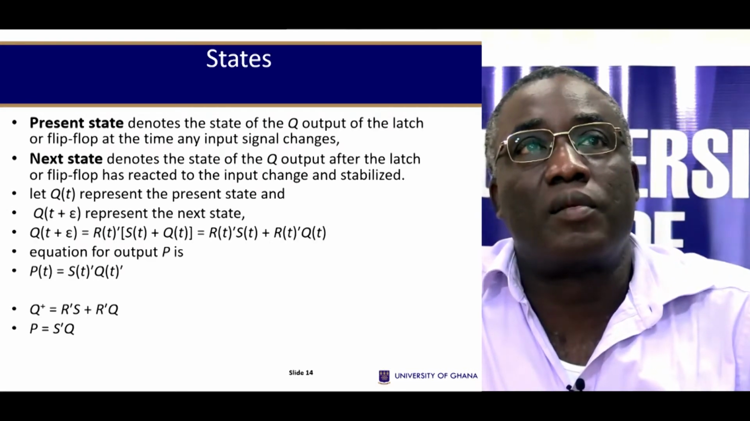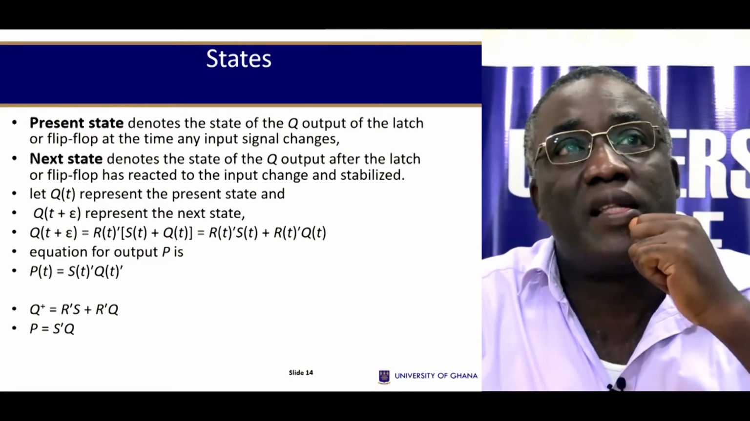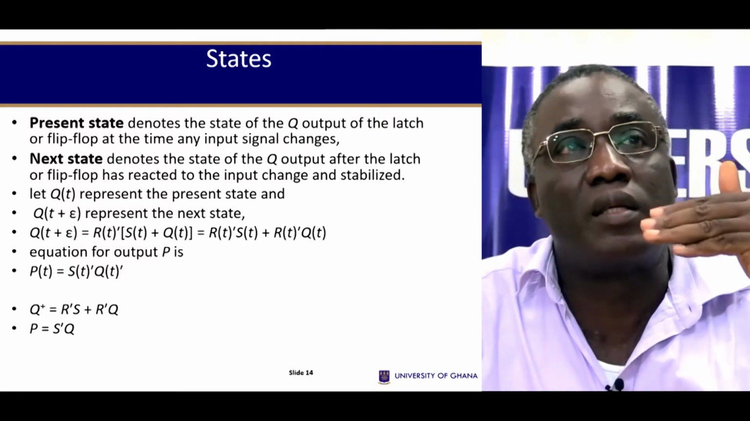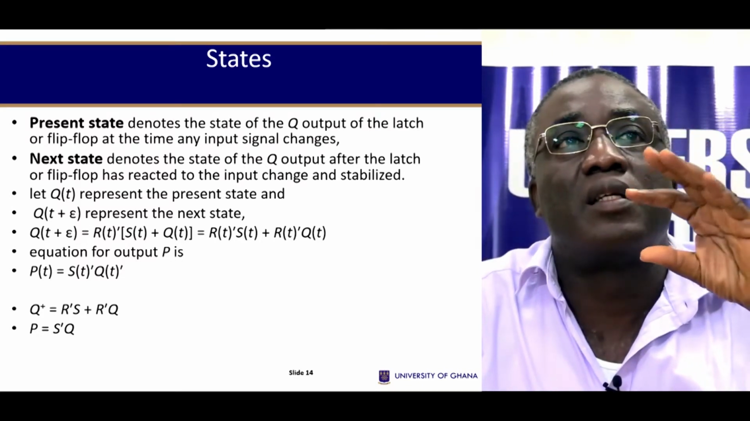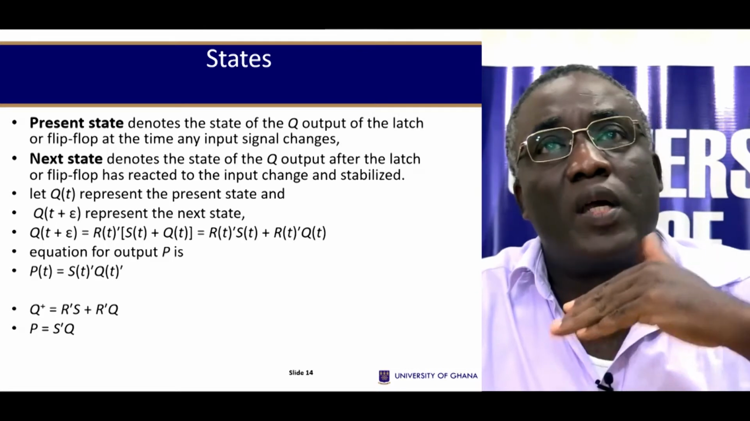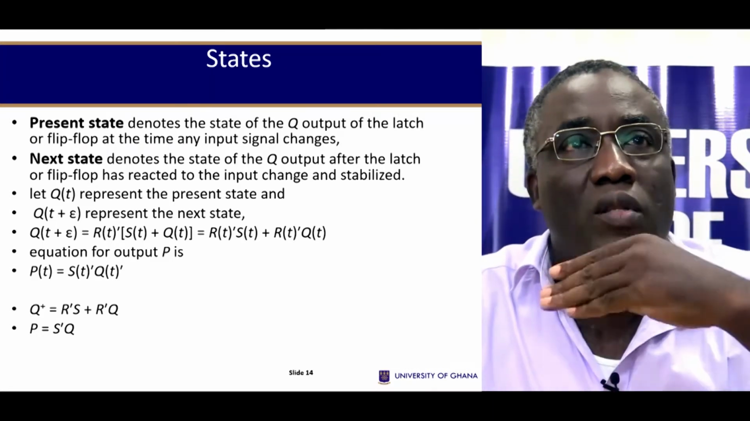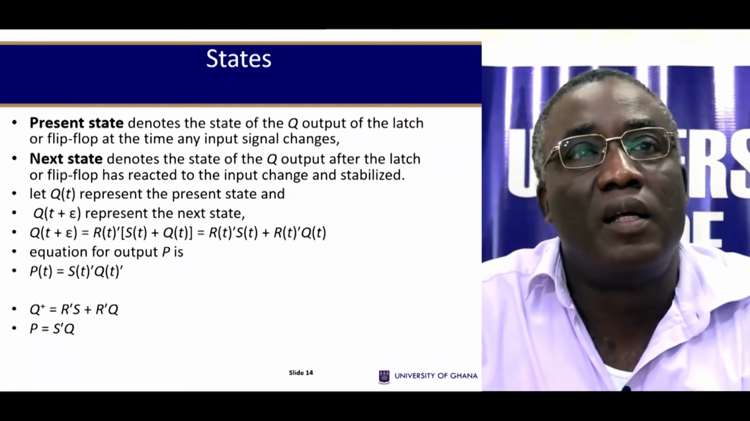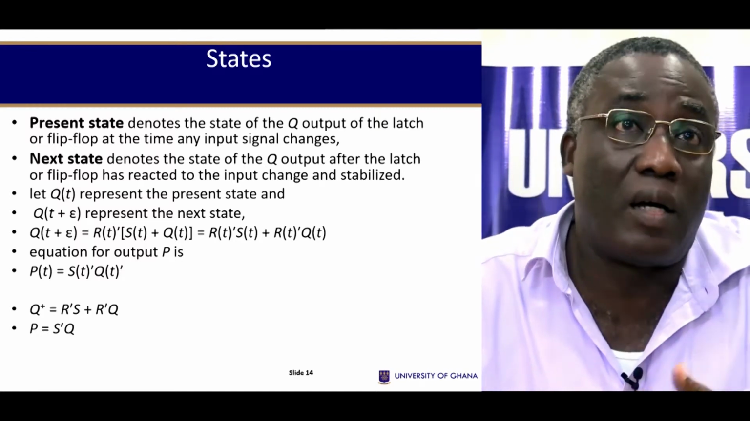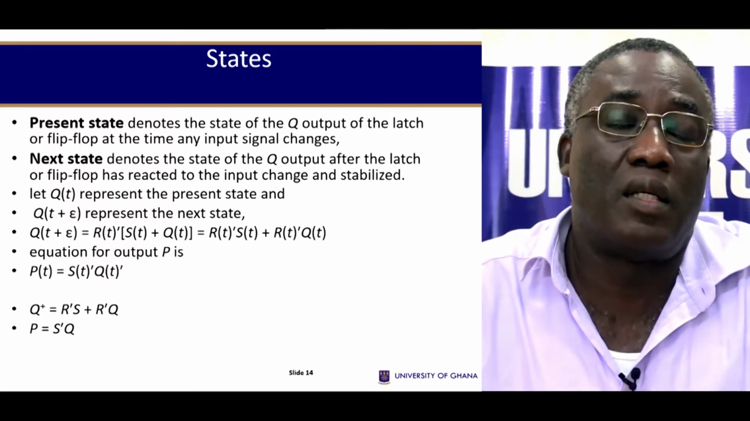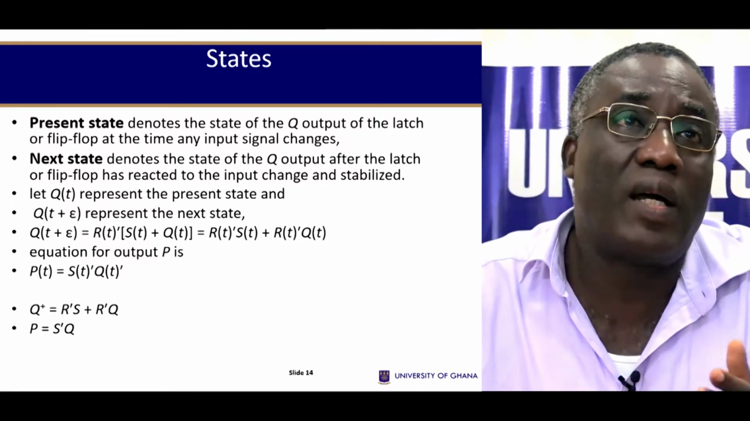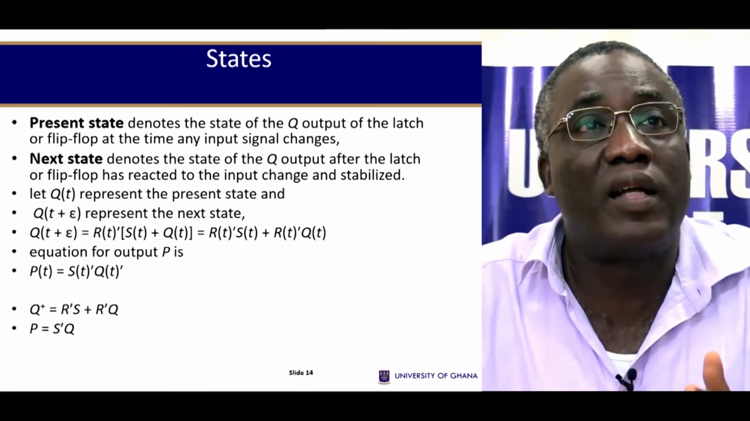Now let's look at states. To fully understand this, we need to understand states, that is, the condition of the circuit. You have a present state and the next state as well. The present state denotes the state of the Q output, that is, what Q is in the latch or the flip-flop at the time of the input signal. The next state represents what form it will take after it has been excited.